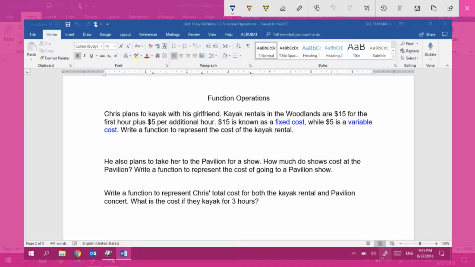All right, so the answer was f of x, that's the function, equals, remember $15 is a fixed cost. It's always costing $15. That includes the first hour. And we're adding on $5 for every hour. Let's say x is the hours, but it's past the first hour, so let's subtract that first hour. We're not counting that one. And this is the function that will get you the cost of his hot date.